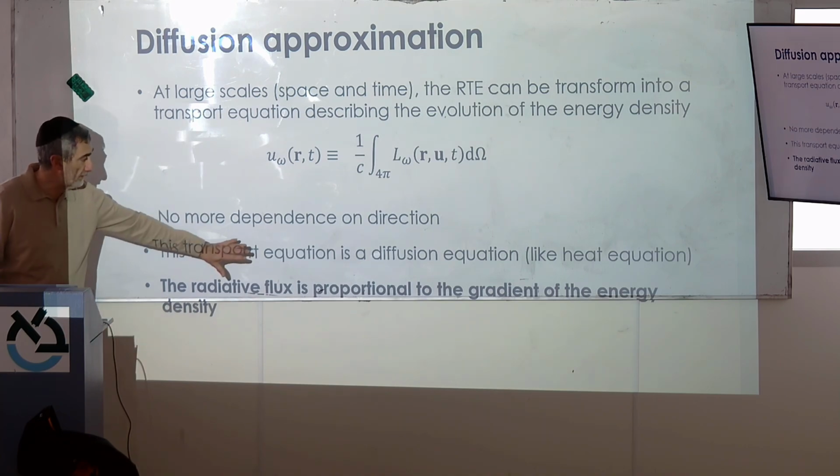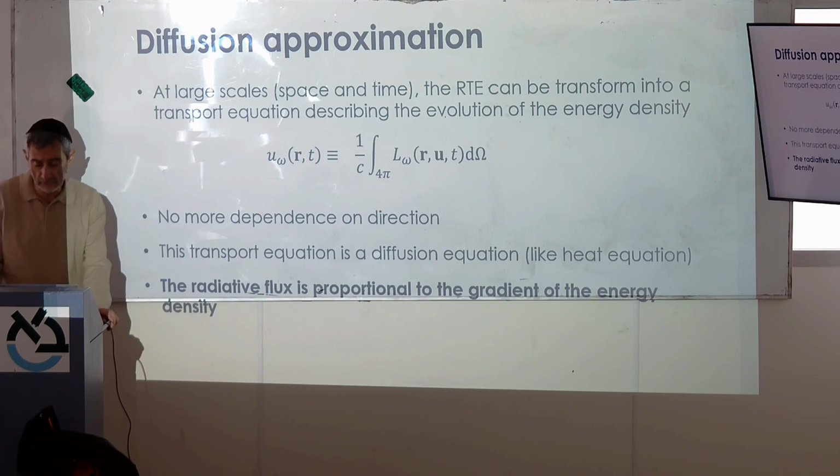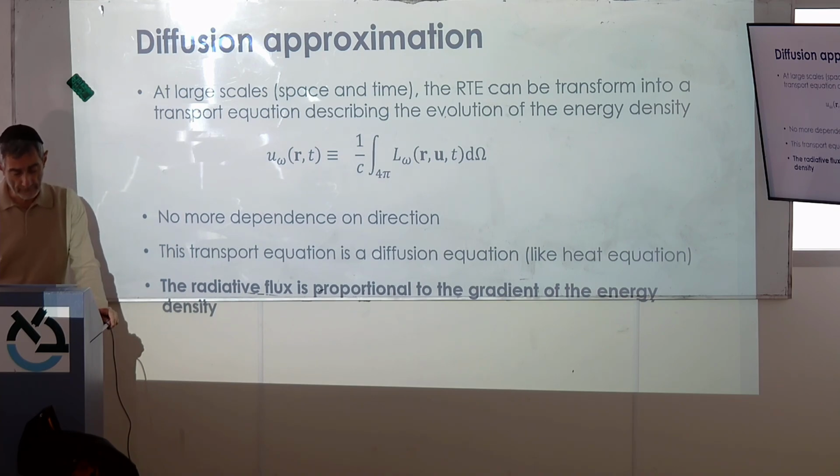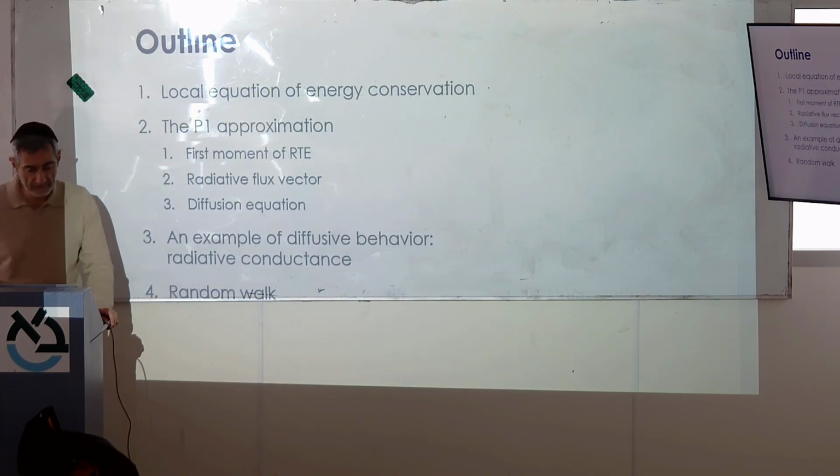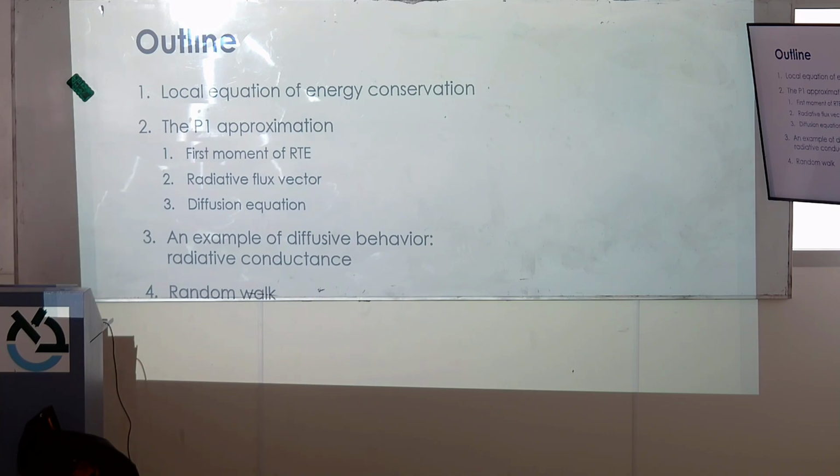And the proportionality constant here is called the diffusion coefficient, which is a very important characteristic of the medium. It's a macroscopic characteristic of the medium to describe diffusion. Okay? So that's the outline of today's class.